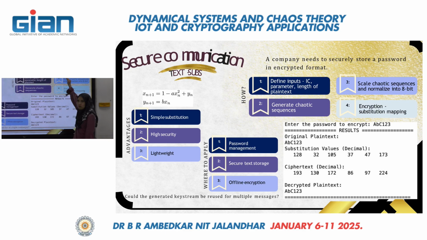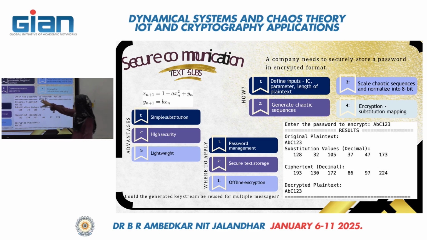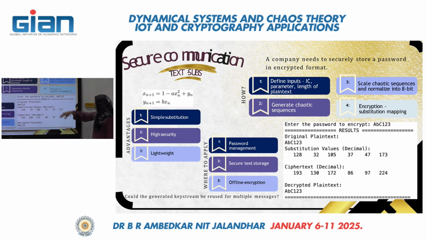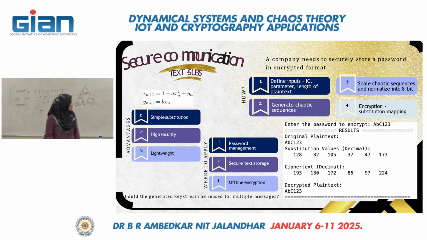In this case it's a bit different only for the encryption, because we are using substitution. The same method we produce later: we define, we generate, we solve, and then we generate the sequence and we normalize. But in encryption, the method is different. We are using substitution mapping. This one I'm using a password because I'm giving you the scenario: a company needs to securely store a password in encrypted format. So let's say this is the password, and from this original we get the chaotic sequence, we normalize it, and then we use the substitution method, and then we get the ciphertext. In this case it's not using binary, because for substitution we can just directly use mod 256.